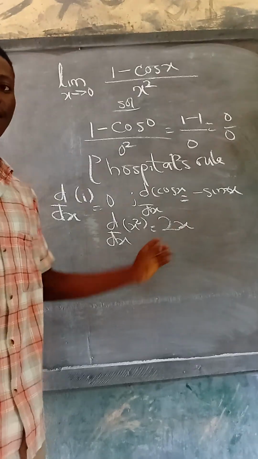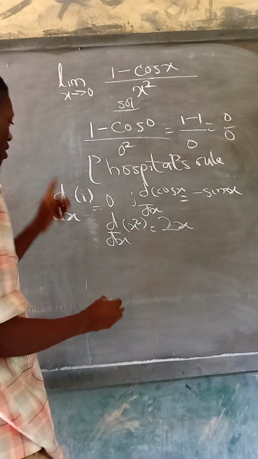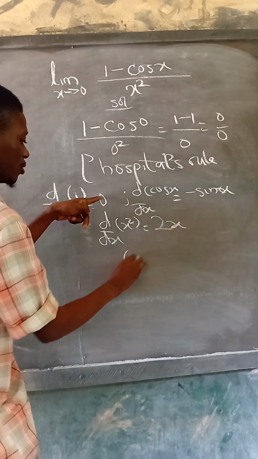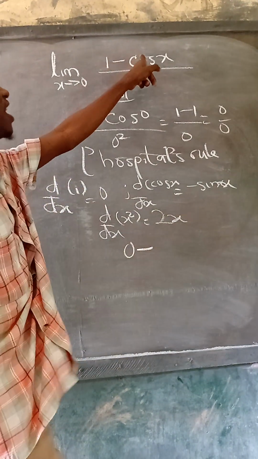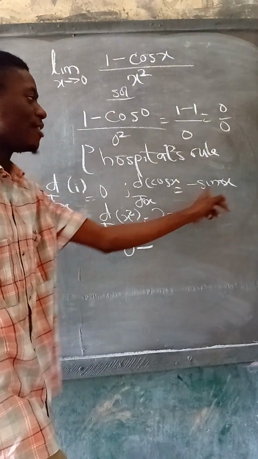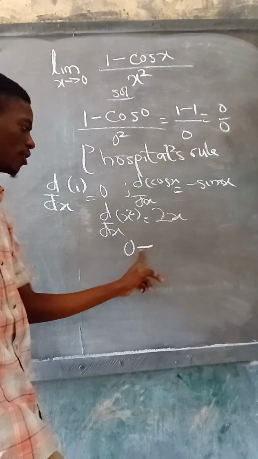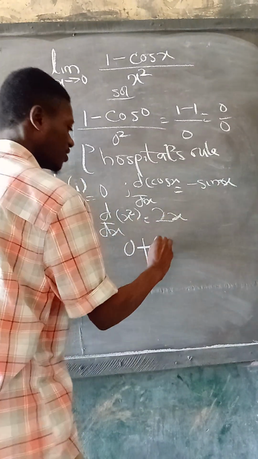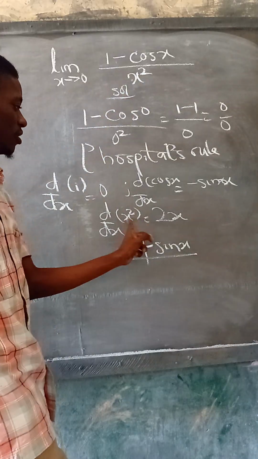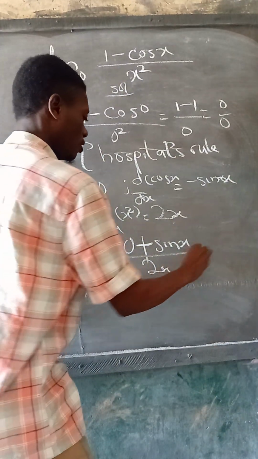So then, what are we going to have? Our derivative of 1 is 0. So instead of writing 1, we have our 0, minus this minus. Our derivative of cos x is what? Minus sine. So minus times this minus, we have our plus, then sine x over, what is the derivative of this? 2x.